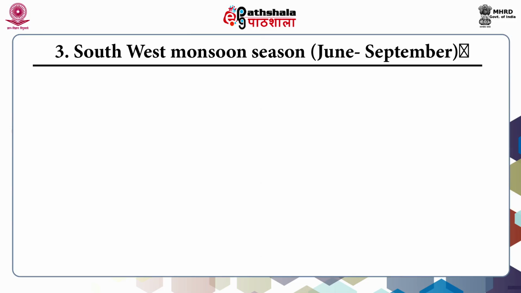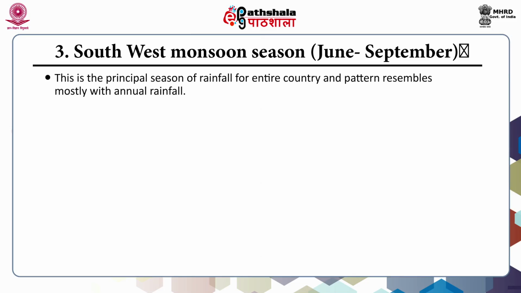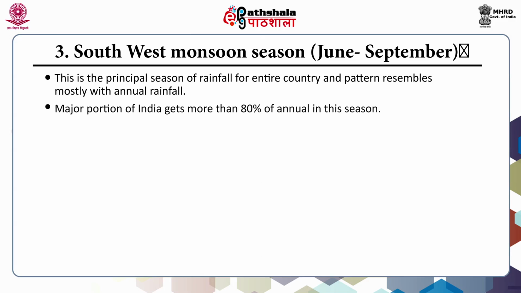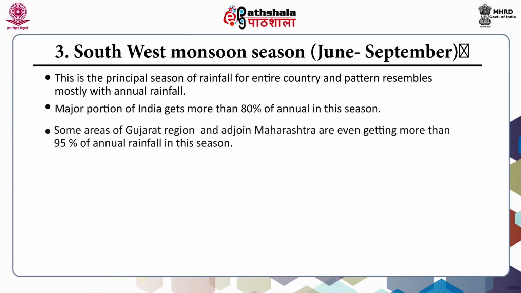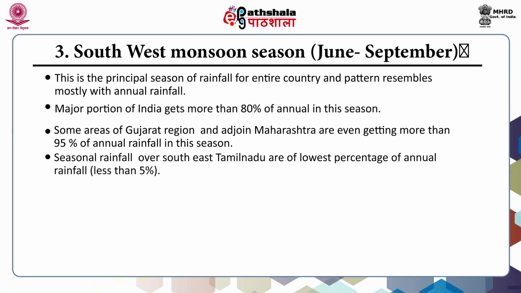So let us now move on to discuss the annual distribution of precipitation in the southwest monsoon season. This is the principal season of rainfall for the entire country, and the pattern resembles mostly the annual rainfall. A major portion of India gets more than 80% of annual rainfall in this season. Some areas of Gujarat and adjoining regions of Maharashtra get even more than 95% of annual rainfall. Seasonal rainfall over southeast Tamil Nadu is the lowest percentage of annual rainfall, that is, it gets less than 5%.